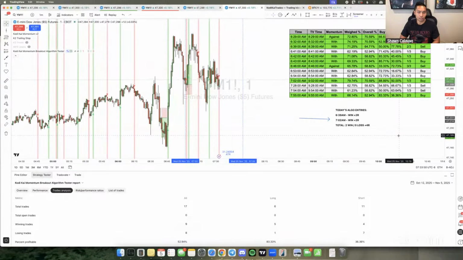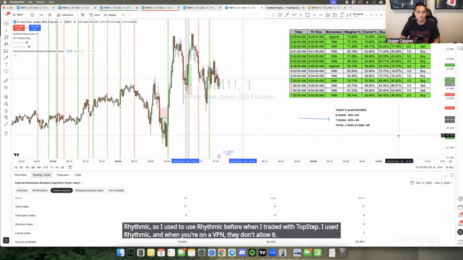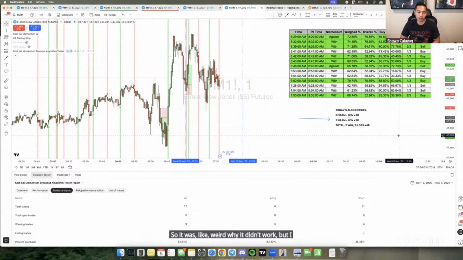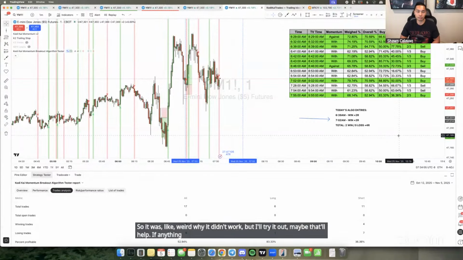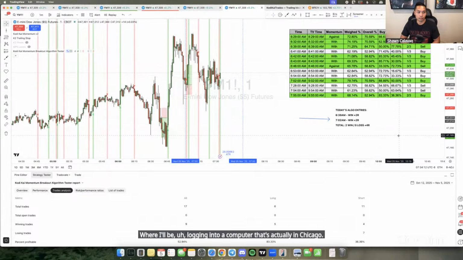They're really strict. Actually, it wasn't NinjaTrader, it was Rithmic. So I used to use Rithmic before when I traded with Topstep. When you're on a VPN, they don't allow it. So it was weird why it didn't work. But I'll try it out. Maybe that'll help. If anything, a VPS might be even better, where I'll be logging into a computer that's actually in Chicago, and that could also help.